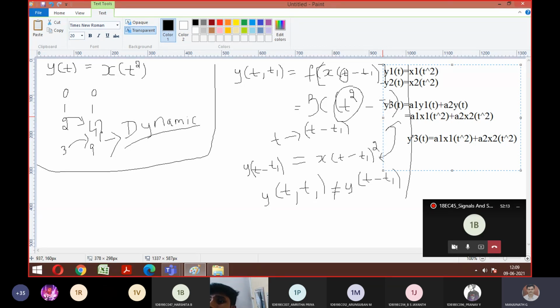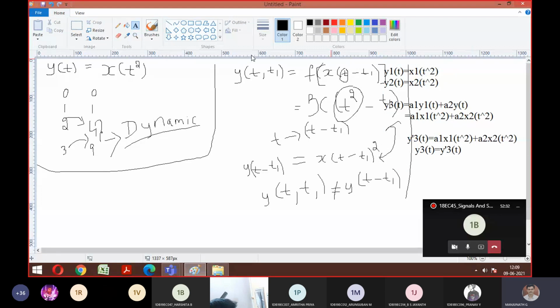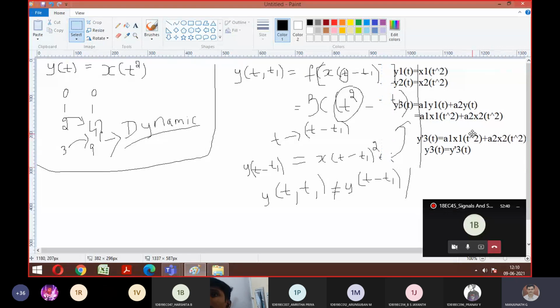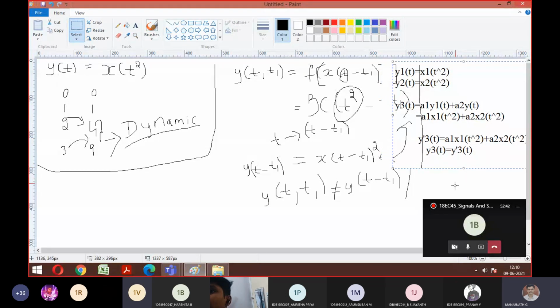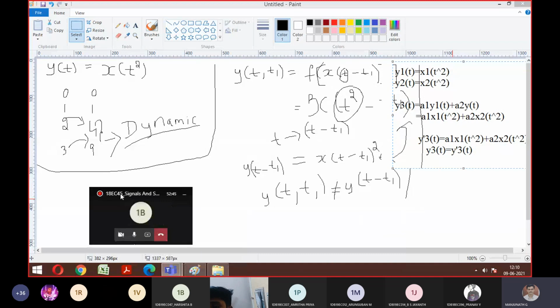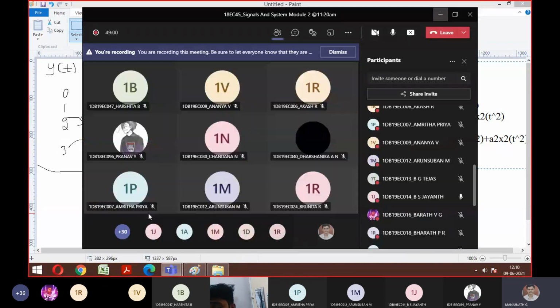So since y3 of t is equal to y3 dash of t, can we conclude that it's a linear system? Everyone agree with this? Is it okay till here? Is it okay to everyone? Yes, sir. Good. So now we'll move on to the next category, the fourth one.